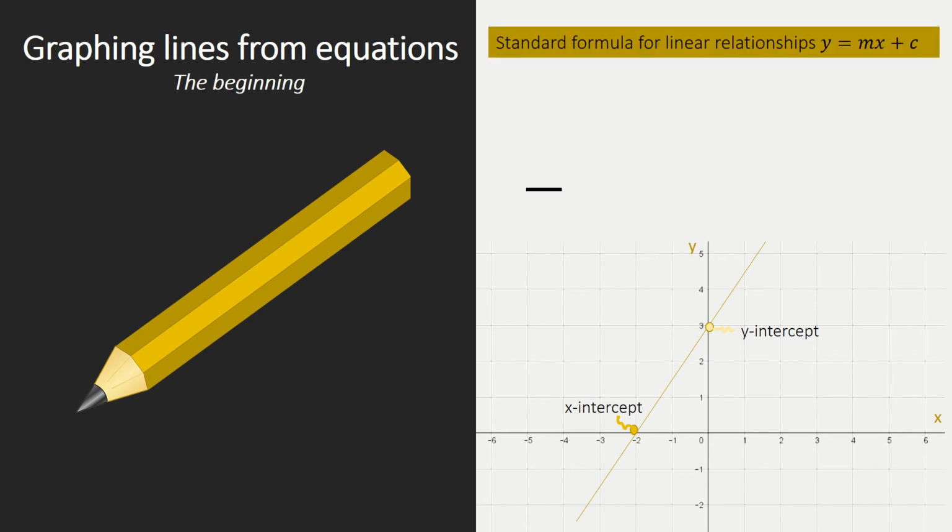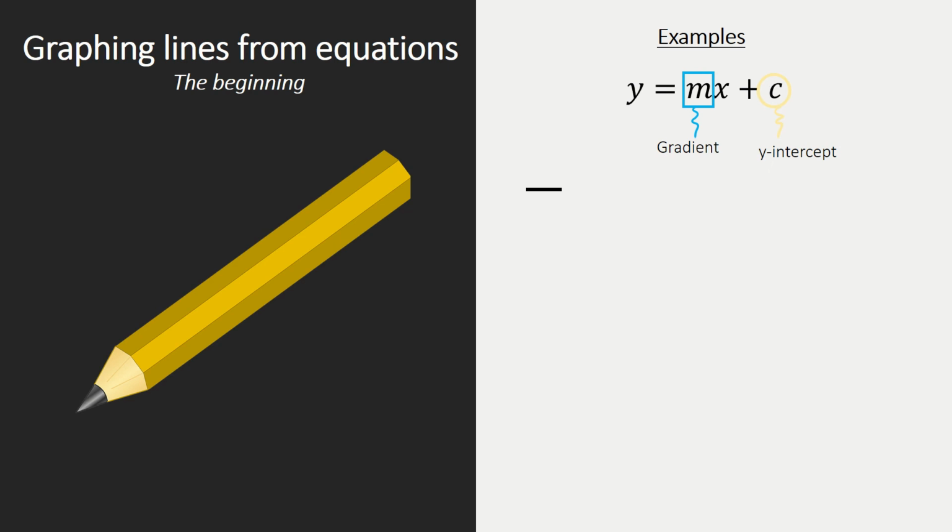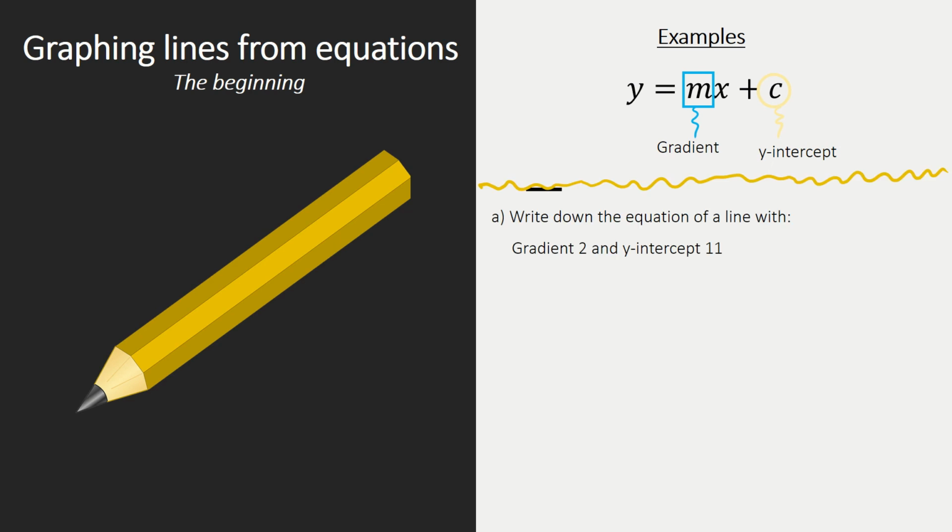So, the standard formula for linear relationships is y equals mx plus c. Make sure that you highlight this in your notebook. M is in this case the gradient and c is called the y-intercept. Let's have a look at some examples.